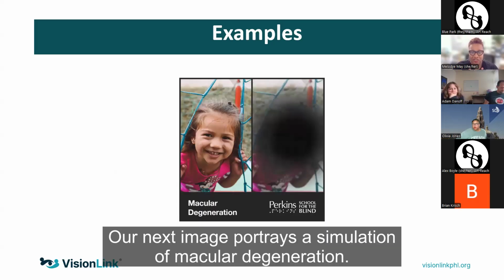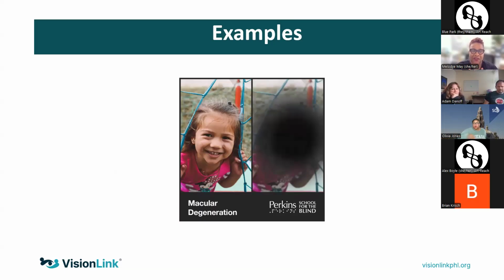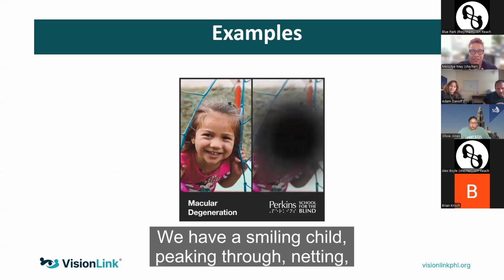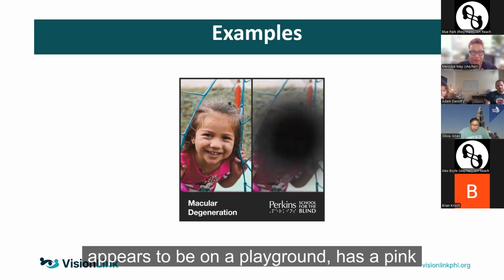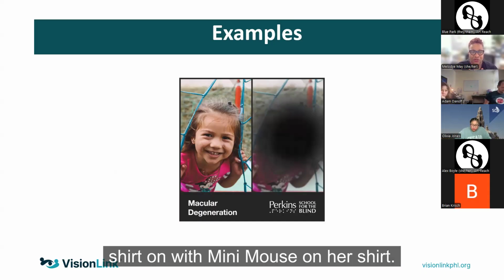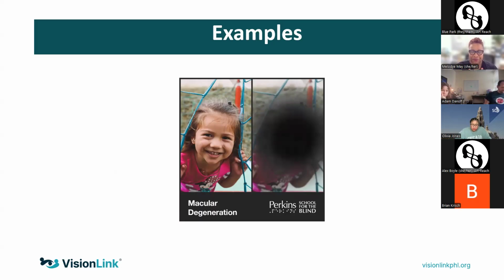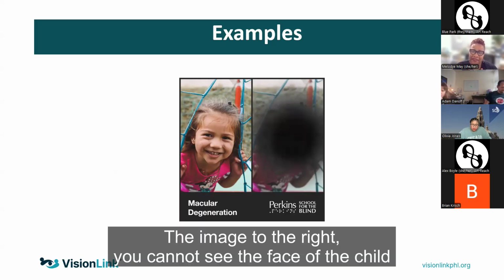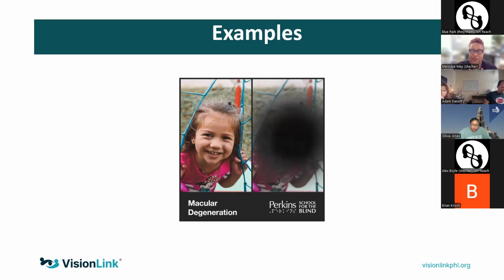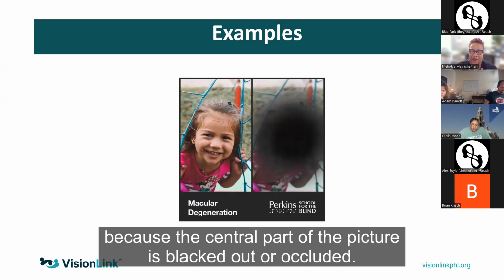Our next image portrays a simulation of macular degeneration. We have a smiling child peeking through netting, who appears to be on a playground, with a pink shirt with Minnie Mouse on it. In the image to the right, you cannot see the face of the child because the central part of the picture is blacked out or occluded.